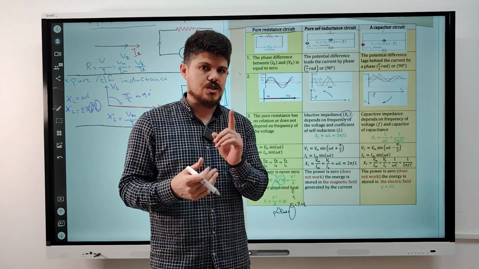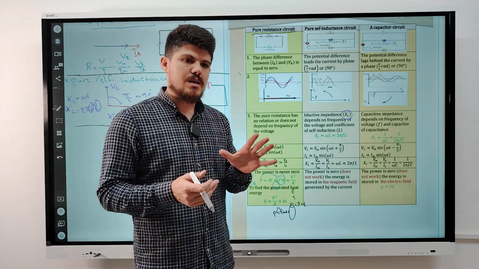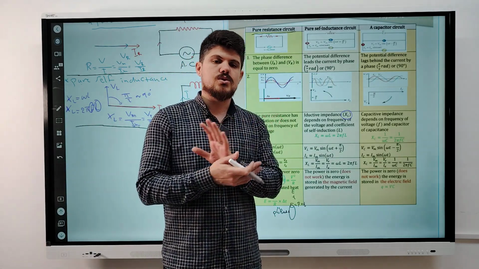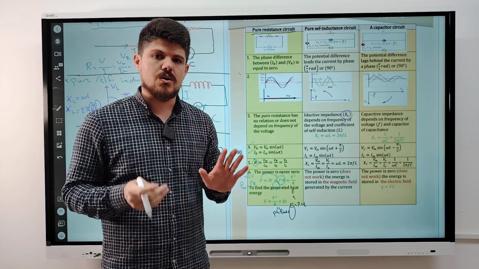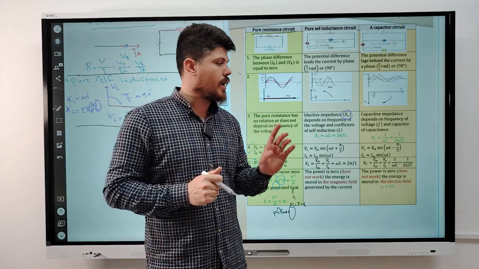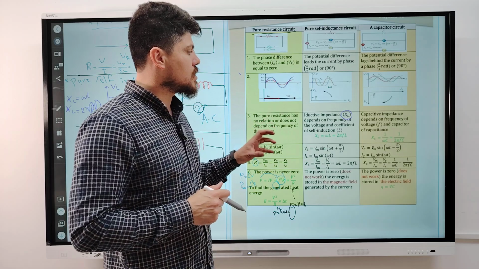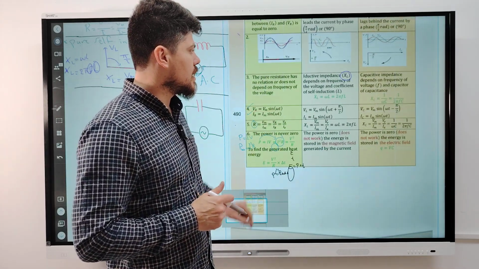Be careful, pay attention please. For a pure coil of inductance, there is no power dissipation. Power dissipation is zero. It doesn't obey Joule's law, okay? Why? Because the electrical energy is converted to the magnetic field.